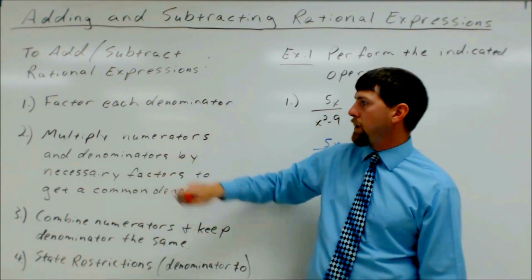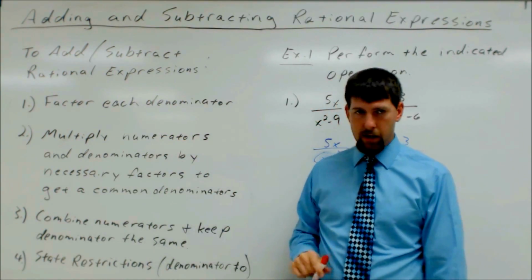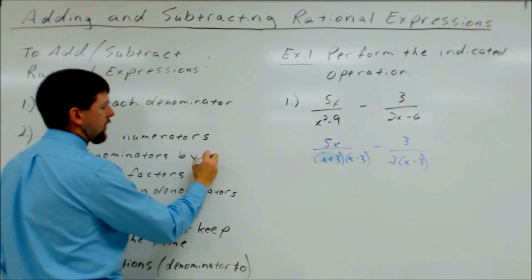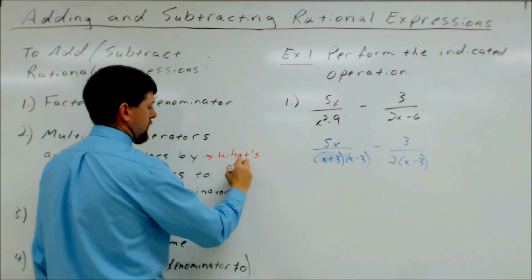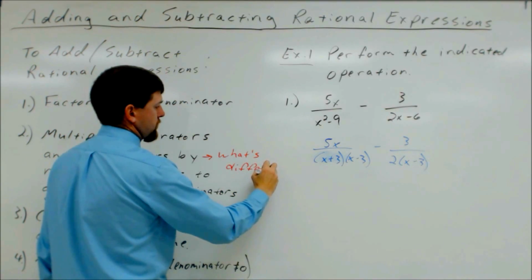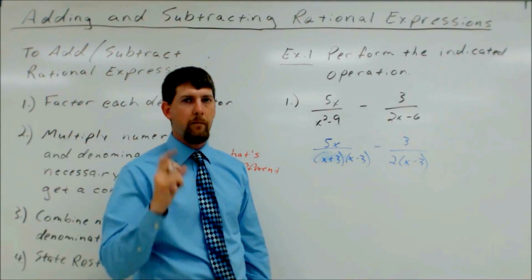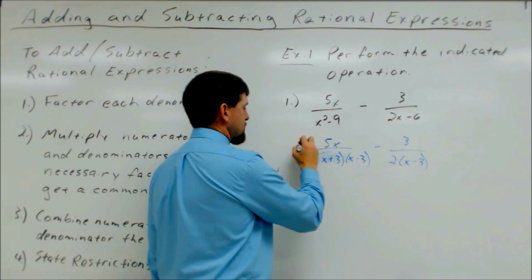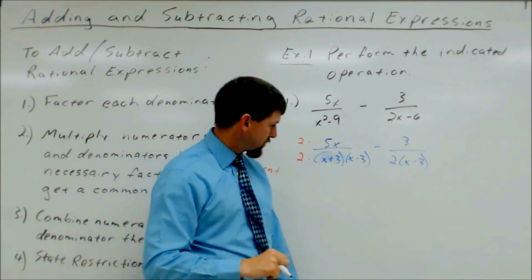Step 2 says multiply numerators and denominators by necessary factors to get a common denominator. Fancy way of saying multiply by what's different. So if they already both have an x minus 3, I don't multiply by that. I multiply by what's different. The right side has a 2, so the left side needs a 2. If I do it to the denominator, I've got to do it to the numerator to keep that fraction balanced.